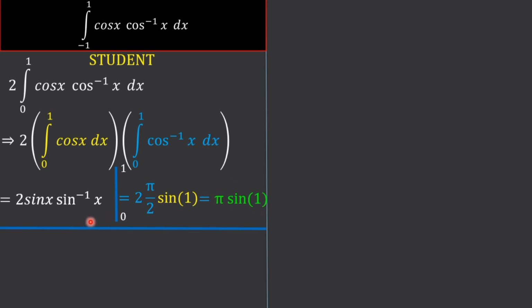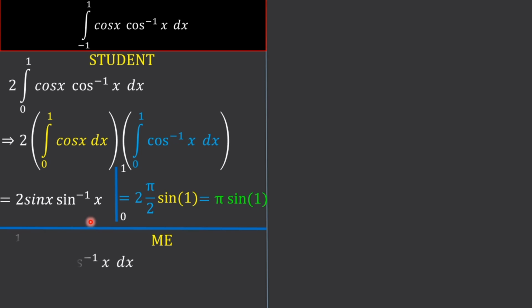All right. So now, what I would have expected him to do, so that I can give him all the marks in this question, because I gave this question for 4 marks. Okay, I gave it for 4 marks.